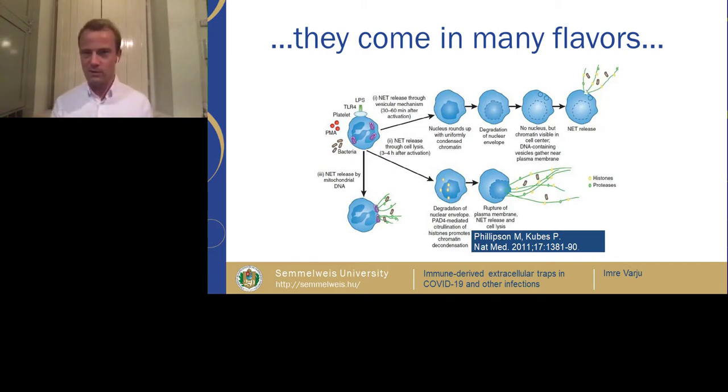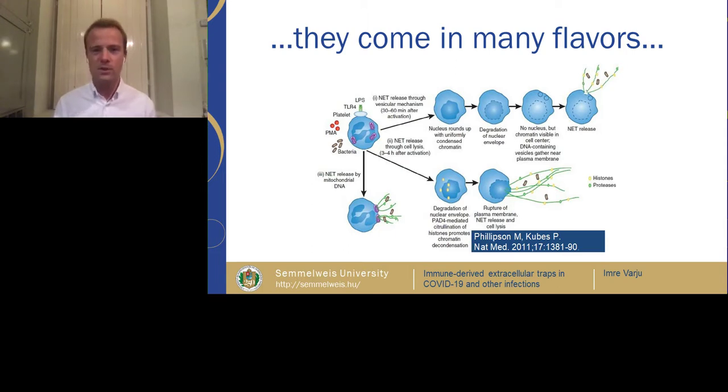Soon after 2004, it started to become clearer and clearer that there are multiple pathways that lead to NETosis, which is the cell death-like pathway that leads to the formation of neutrophil extracellular traps, or NETs. So NETosis has at least three different types, but probably way more than that. The three major types are depicted on this image.